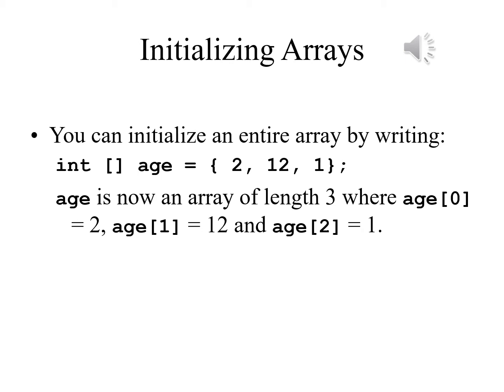As you can see on the slide, we start off the definition of an array in the same way as we did before. The data type, the open and close brackets, and the name of the array. But after the equal sign, we have a set of values inside curly braces that are separated by commas. This will give us an array of 3 values with the indices 0, 1, and 2. Age sub 0 will be 2, age sub 1 will be 12, and age sub 2 will be 1.